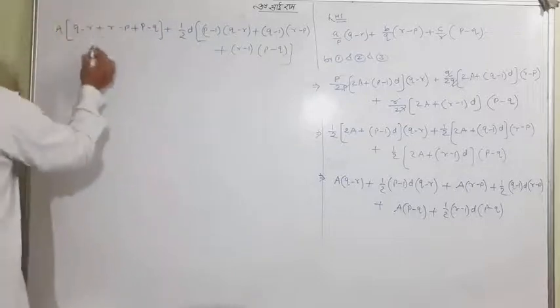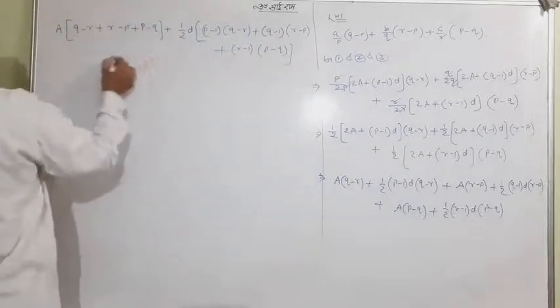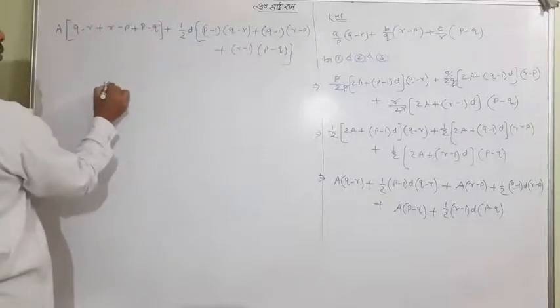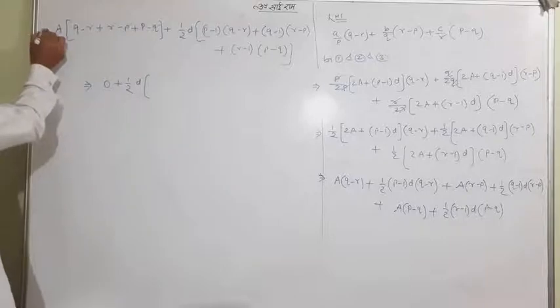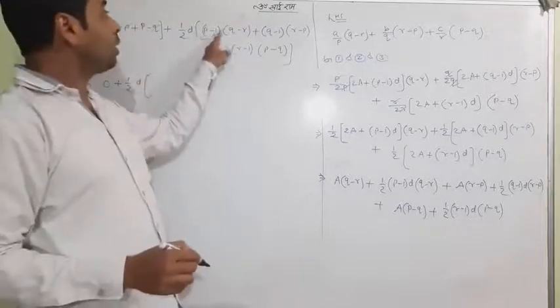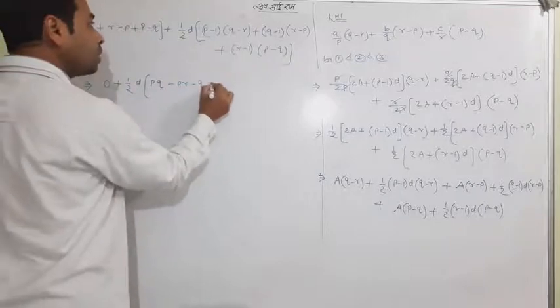The further term is going to be easy. p and p cancel, r and r cancel, p and q cancel, and A into 0 is 0. And this is half into D, students. These two will multiply: pq minus pr minus q plus r.